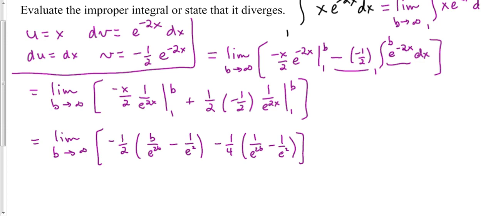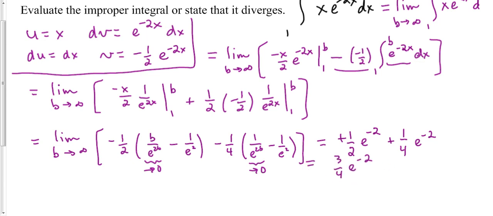And then as I substitute in my limit as b goes to infinity, both this term and this term are going to go to 0. So this is going to give me negative a half plus this negative sign here, so actually it's going to be positive a half times e to the negative 2 plus a quarter times e to the negative 2, or I'm going to have 3/4 times e to the negative 2.